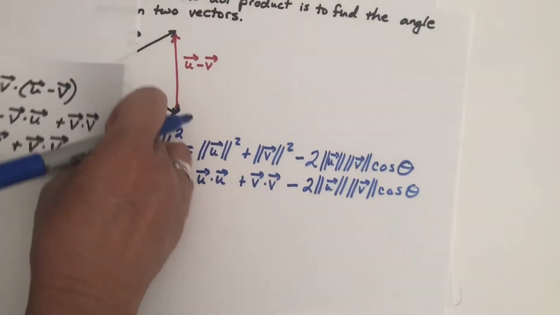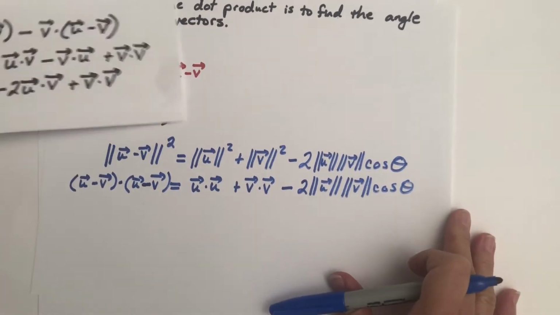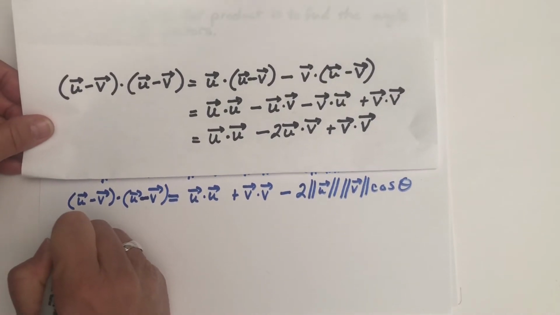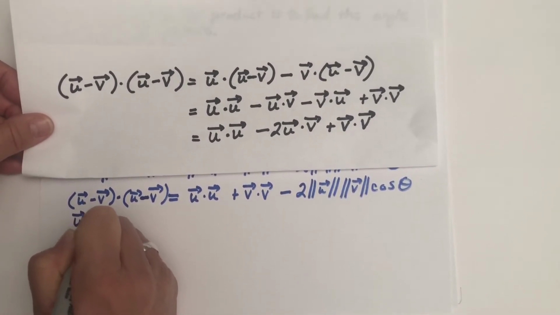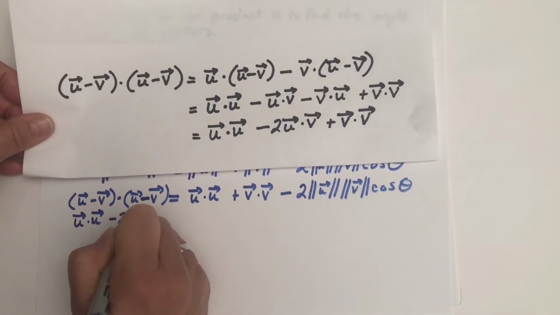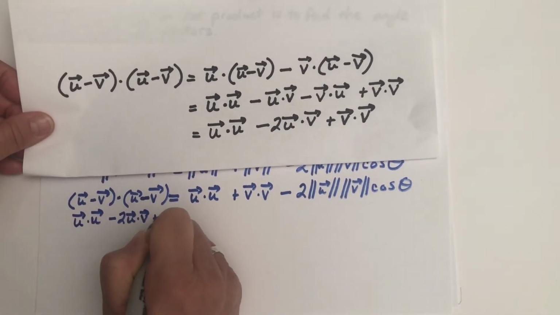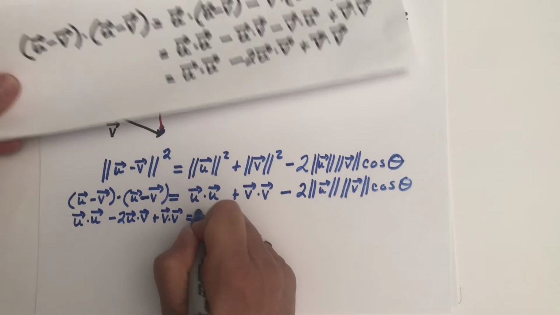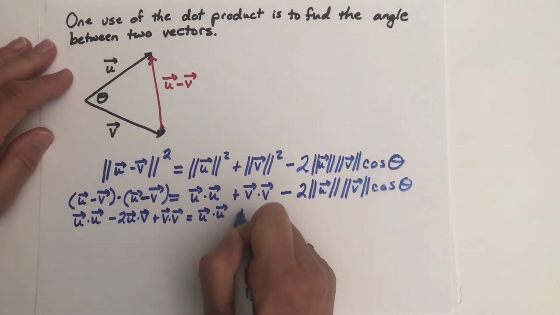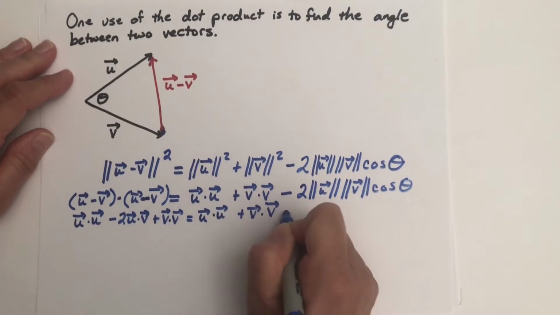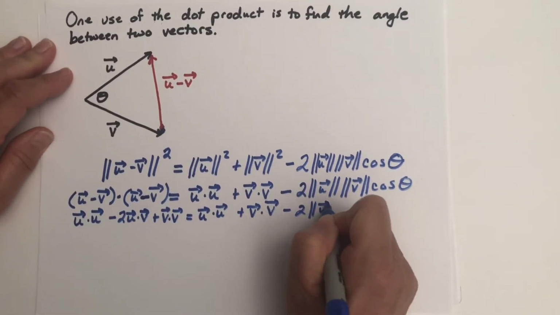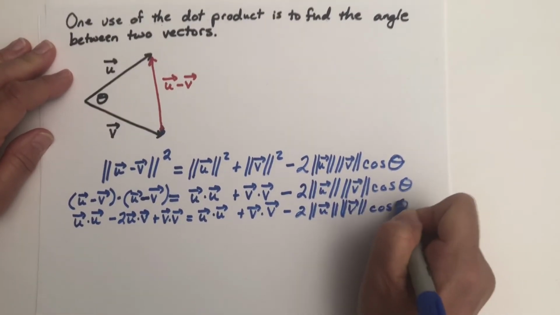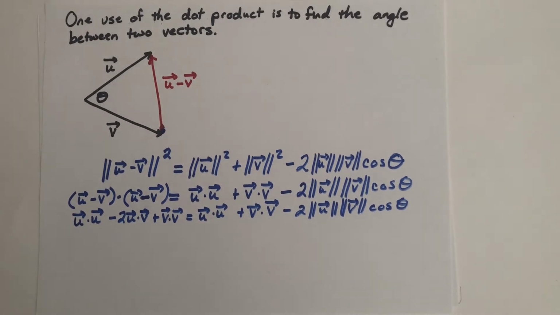Let's do it this way so you can see it. We're going to make the substitution right here. So it is u dot u minus 2u dot v plus v dot v equals u dot u plus v dot v minus 2 times the magnitude of u times the magnitude of v times the cosine of theta. Whew, that's going to get a lot better in just a moment.